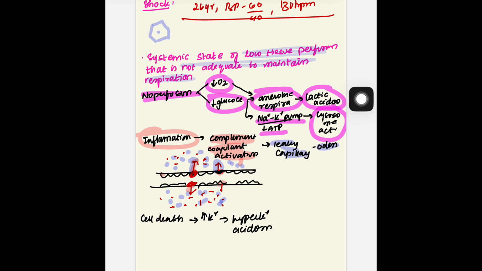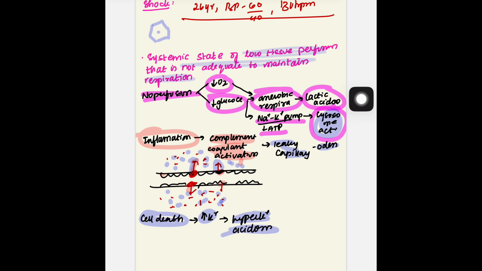So what happens more? The lysosomes get activated. So obviously cell death happens. Intracellularly potassium is maximum. So all the potassium comes out, which causes hyperkalemia and also acidosis. Okay. So what happens in shock?